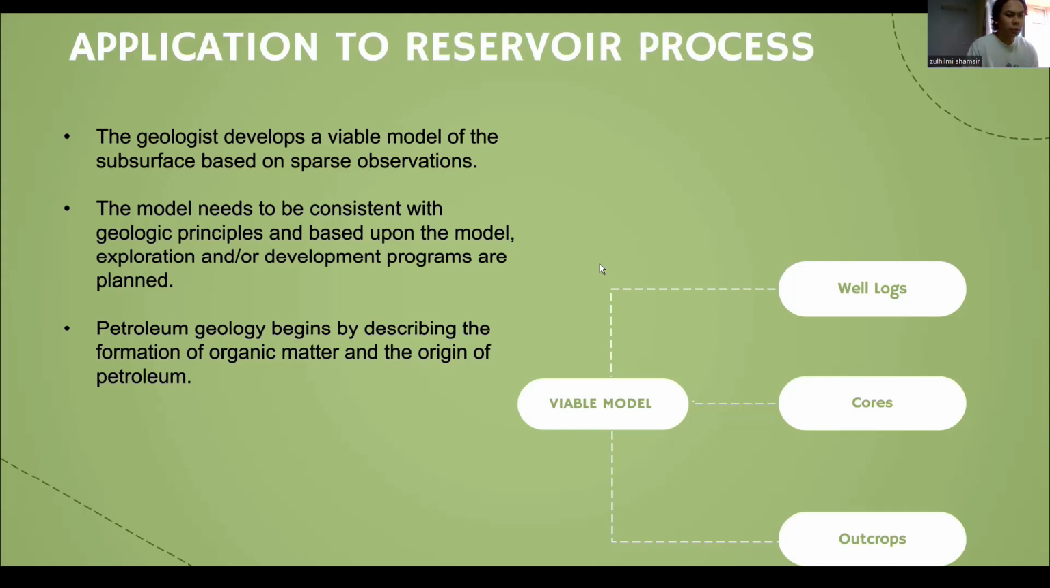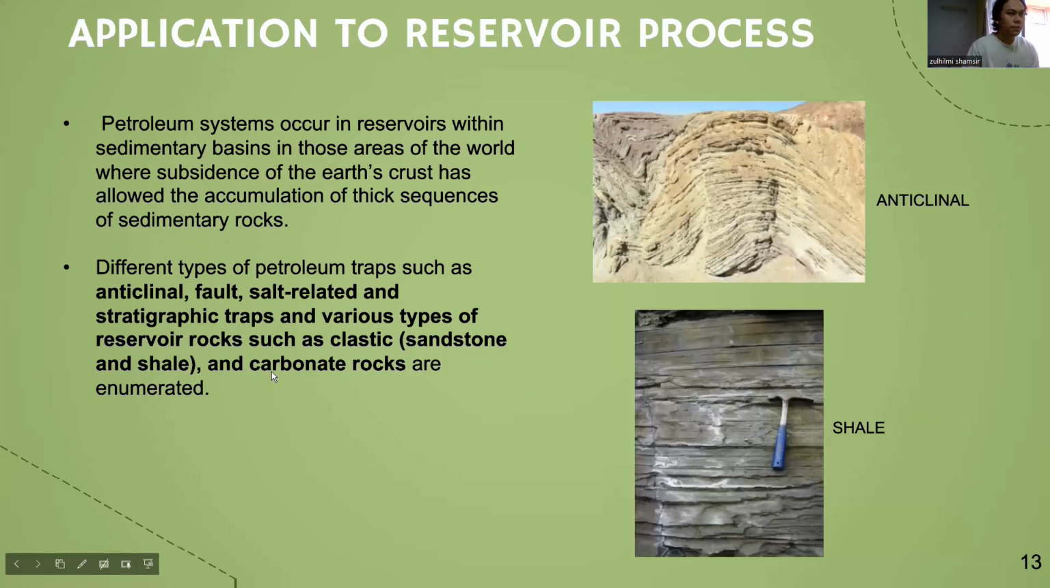As you can see, this is the viable model. It has 3 partitions: well logs, cores, and outcrops. So this is the application to the reservoir process. Petroleum systems occur in reservoirs within sedimentary basins, in areas where subsidence of the Earth's crust has allowed the accumulation of thick sequences of sedimentary rocks. There are many types of petroleum traps, such as anticlinal, fault, salt-related, stratigraphic traps, and more. And this is an example of anticlinal and shale in the pictures.